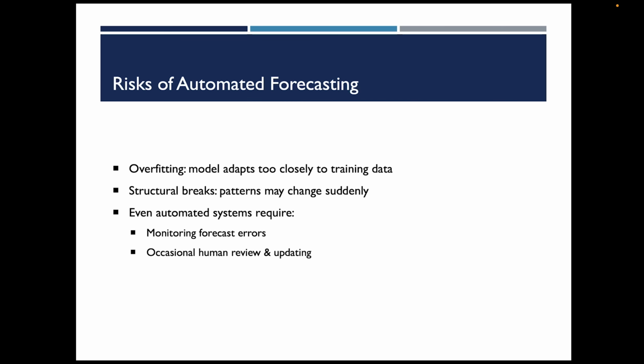What are the risks of automated forecasting? One of the risks is overfitting. Overfitting happens when the model chases the noise instead of chasing the signal.